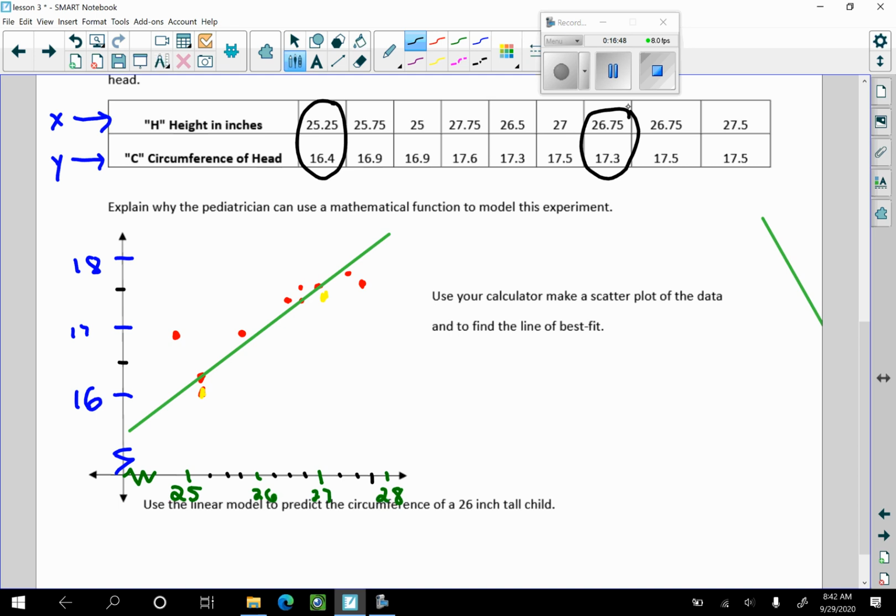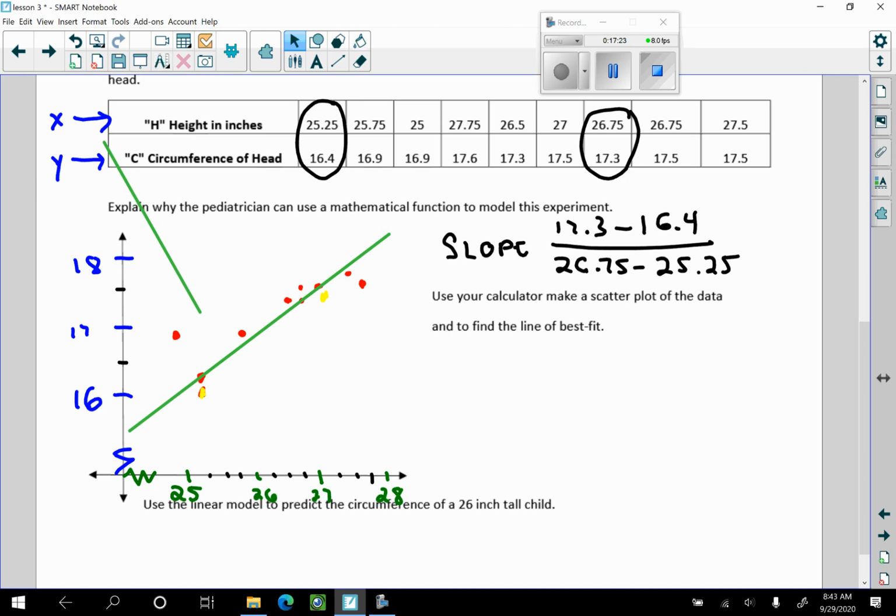So what do we need to do? We need to find the slope. The slope of that line is going to be the change in outputs, which is 17.3 minus 16.4, and the change in inputs, 26.75 minus 25.25. I believe that is correct.